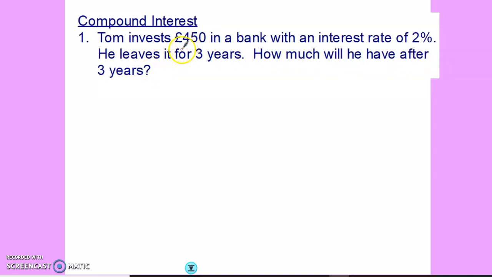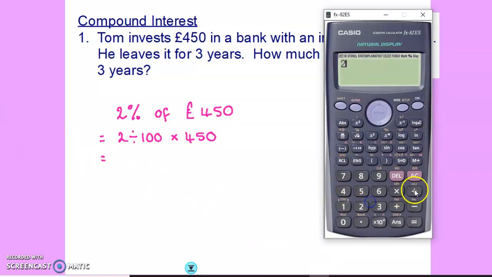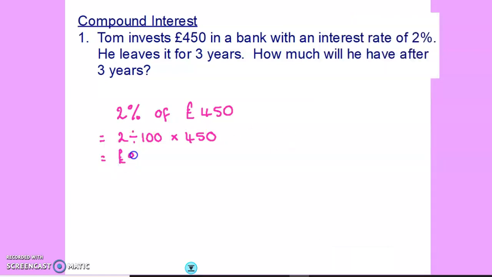Okay, so Tom invests £450 with an interest rate of 2%. He leaves it for 3 years. How much will he have after 3 years? So first year then, we want to find 2% of £450. Nothing new. Percent means out of 100. So 2% of 450: 2 divided by 100 times 450 is 9. So the first year he gets £9 interest.